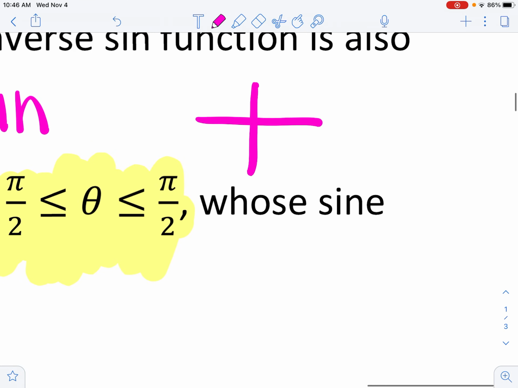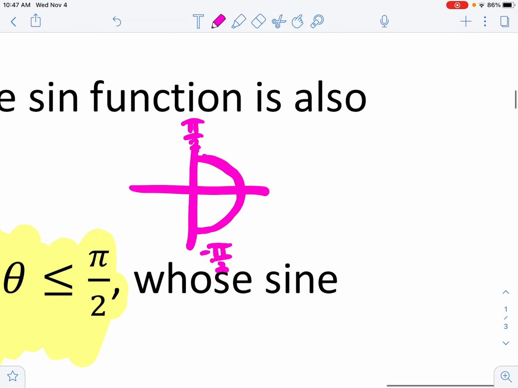So let's actually draw that up right here first. If I have my 4 quadrants drawn right here, think about where pi over 2 is. Pi over 2 is here. Think about where negative pi over 2 is. Negative pi over 2 is right here. So all of my angles have to be from negative pi over 2 to positive pi over 2. So the only answers I can get are in the first and fourth quadrants.